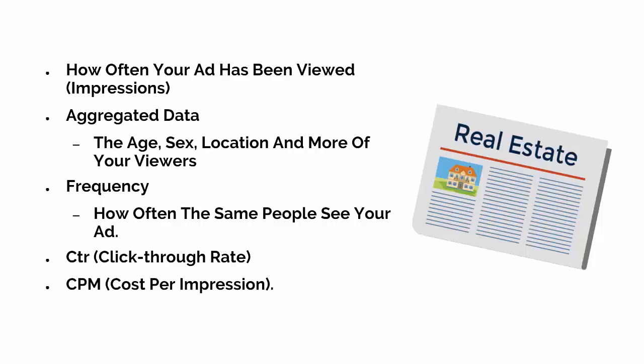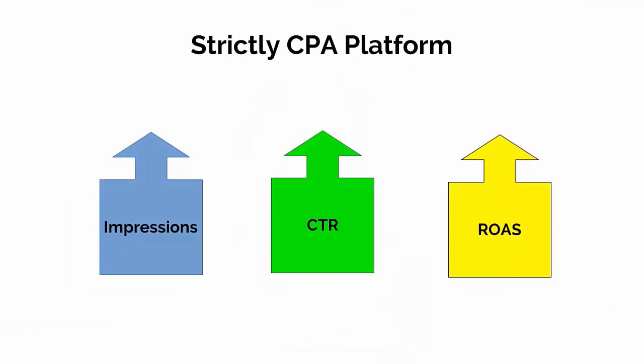CPM, meanwhile, is cost per impression, and this tells you how much you're paying for your advert to show. Some advertising networks can actually charge per impression, but more likely this figure will be worked out based on your CPC, CTR and impressions. As mentioned earlier, you should also be able to see a ROAS, which is return on ad spend. If you're using a strictly CPA platform or setup where you pay only for actions, then you'll ideally want to increase your impressions, your CTR and your ROAS.